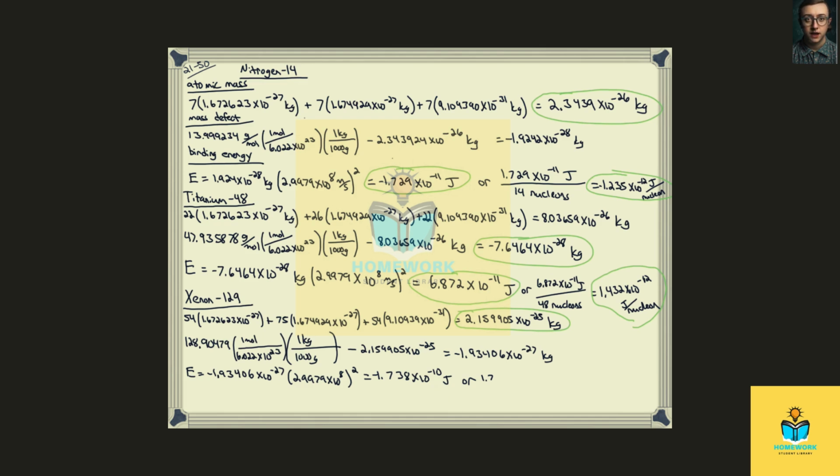To get the energy released per nucleon, we need to divide by the number of nucleons present in xenon-129, which is its mass number, 129, and we get 1.347 times 10 to the negative 12 joules per nucleon. And this is kind of what we expect. We see an increase in the joules per nucleon as we go to greater and greater atomic masses until we get to iron-56, which would come somewhere right after titanium-48, and then we see a drop off, 1.432 to 1.347.